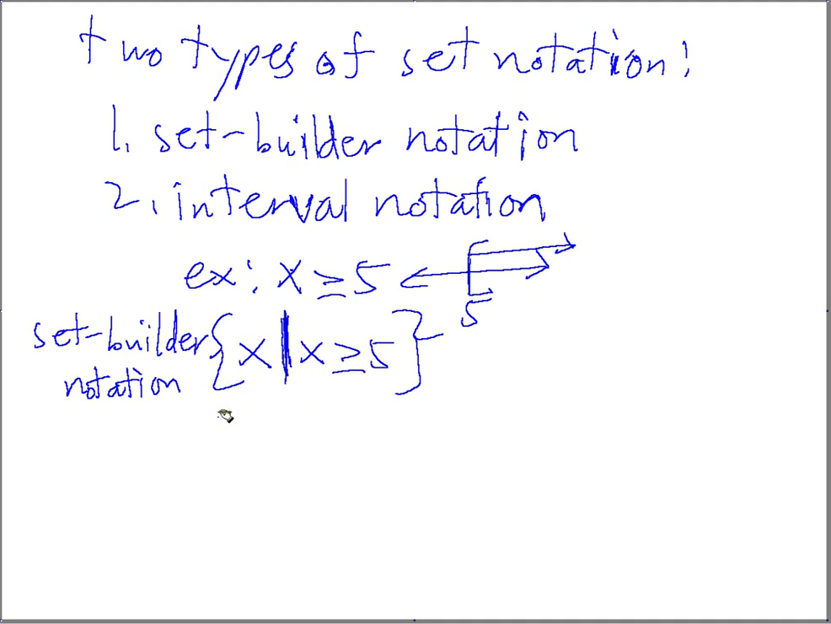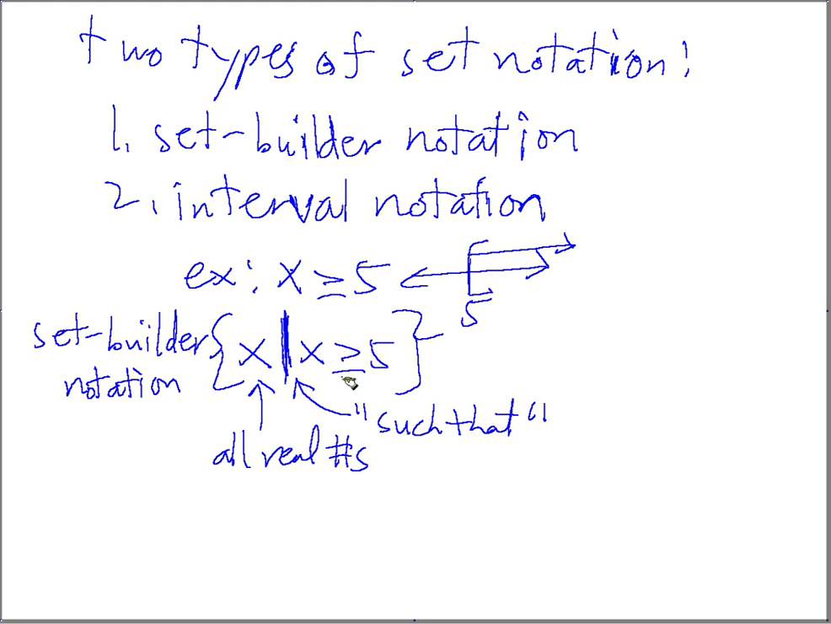We read the first x as all real numbers, and this little vertical bar means such that. So we read this as all real numbers x such that x is greater than or equal to 5, closed off with the right brace. So this vertical bar means such that.